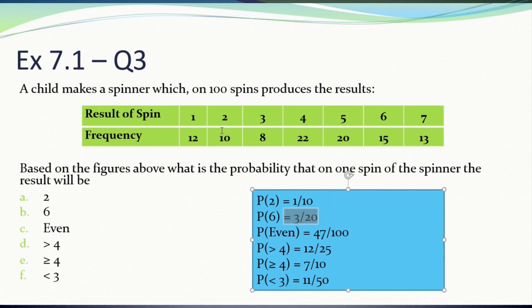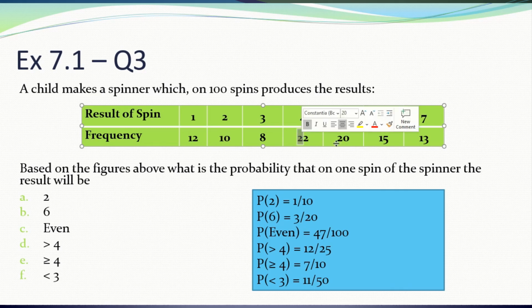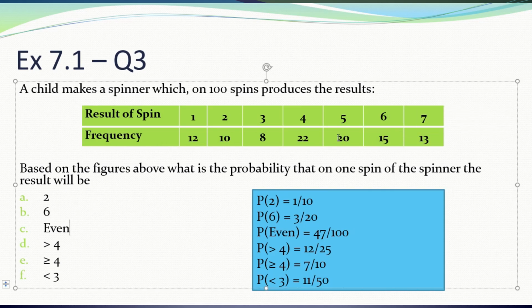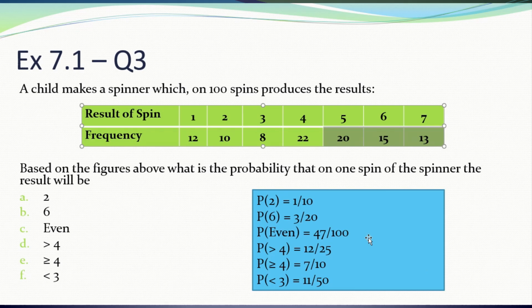Even number. So how many even numbers do you have? 10, 22, 15. So you add up, you will get 47 over 100. More than 4, 4 not included. So 20 plus 15 plus 13. So what do you get? 48 over 100, lowest form, 12 over 25.